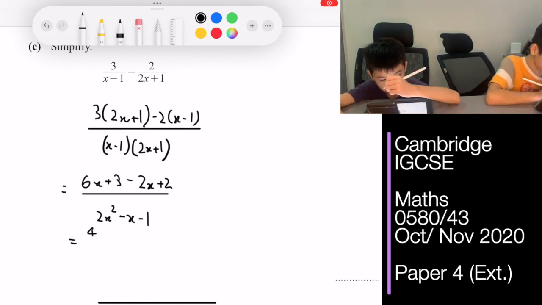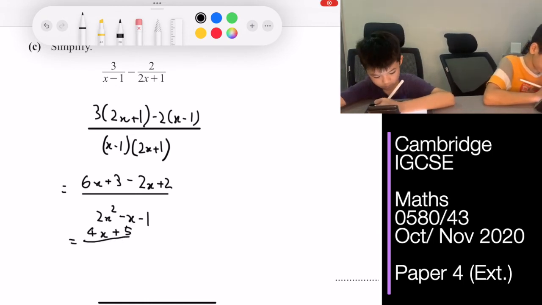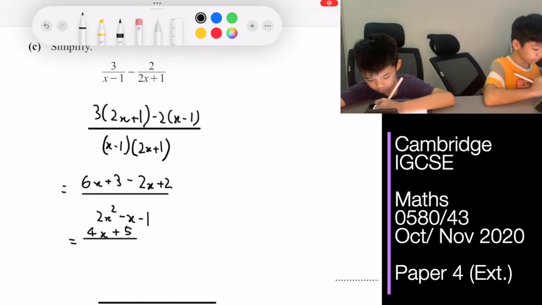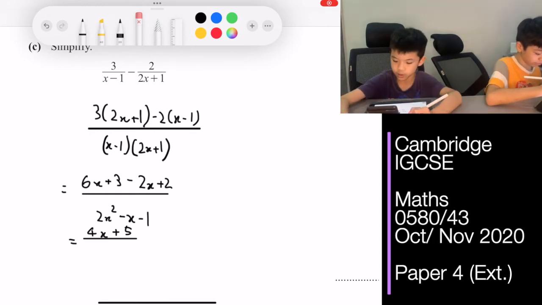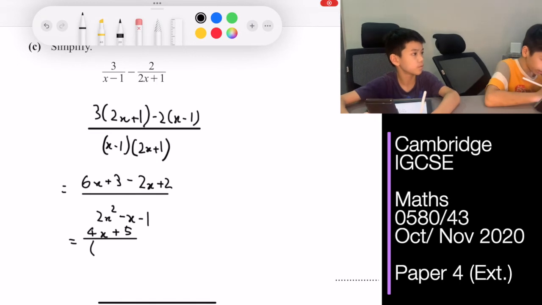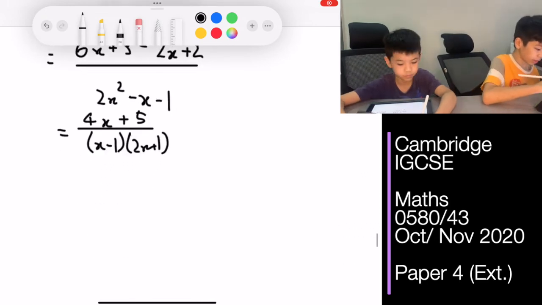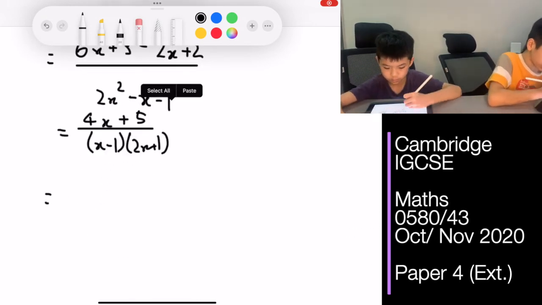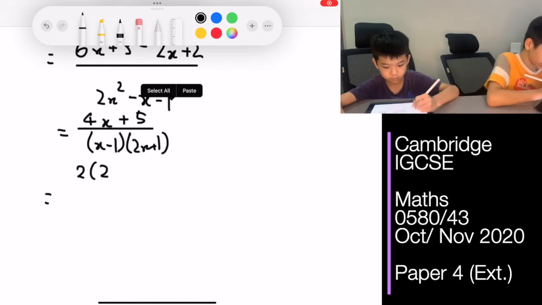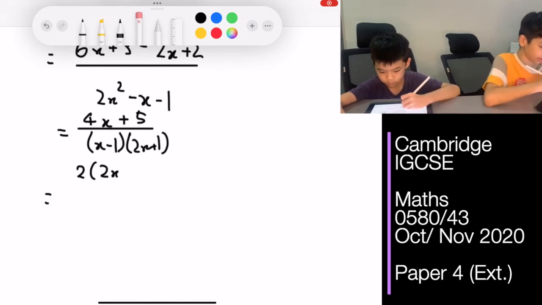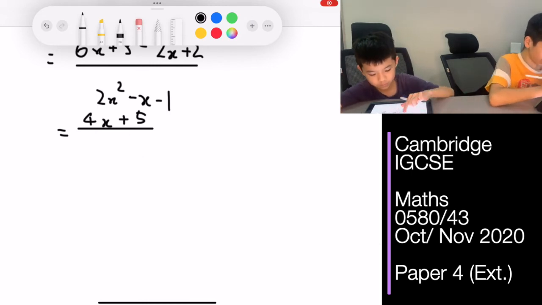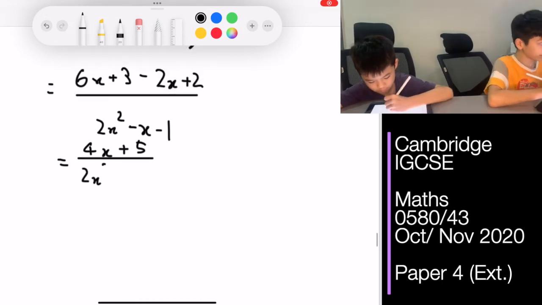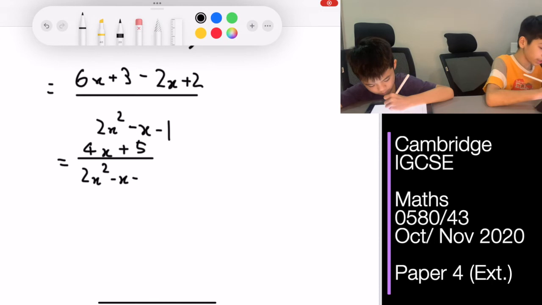which equals 4x plus 5 divided by, wait a second. It's 2x squared minus x minus 1. Over, wait, let's remain in this bracket form, x minus 1 times 2x plus 1, just to see if we can cancel out anything. Oh no, we can't do that. Okay, so the final form will be 4x plus 5 over 2x squared minus x minus 1. That's the final.